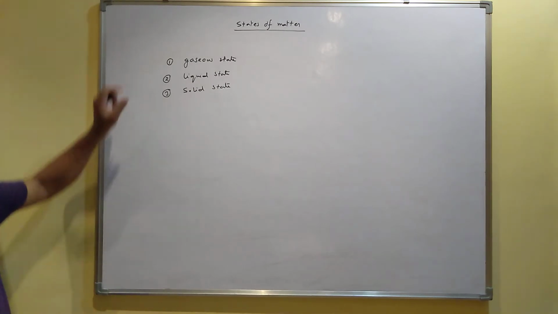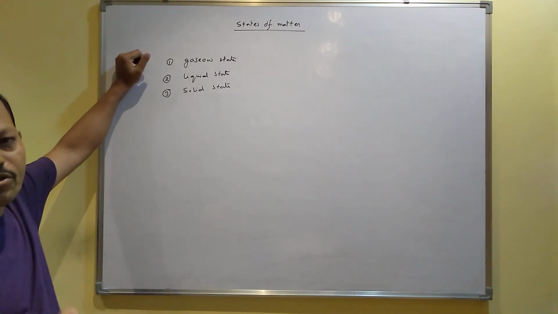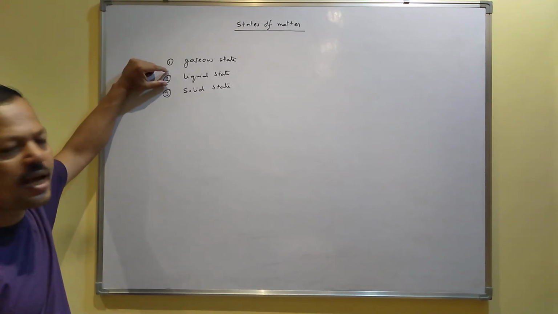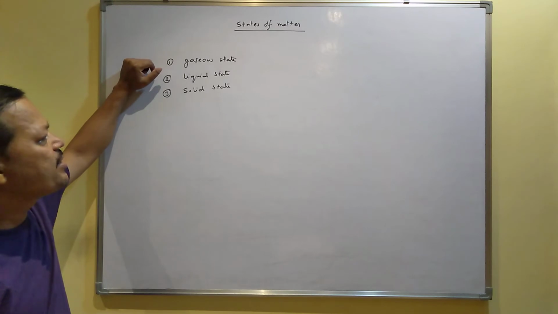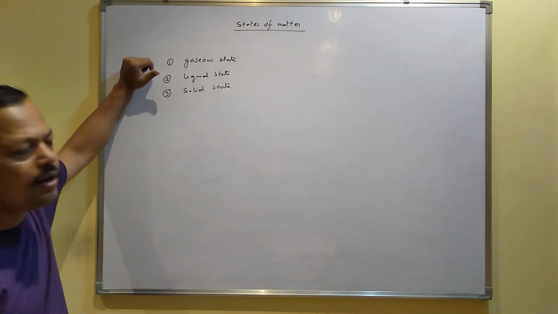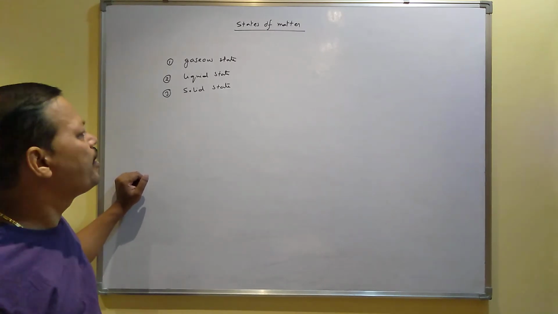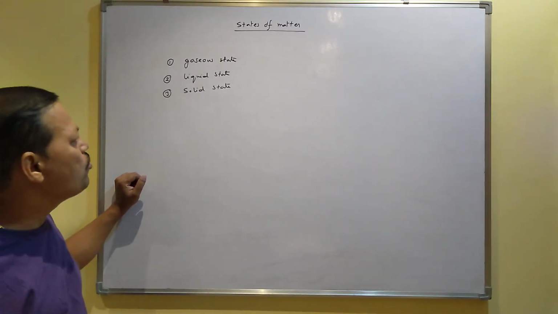Already you have got that gaseous substances do not have any definite volume and definite shape. Liquid substances have volume but do not have any definite shape. It takes the shape of the container. And in solid state, they have a definite geometrical shape and they have definite volume also.